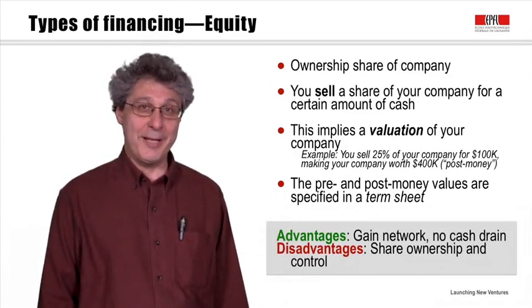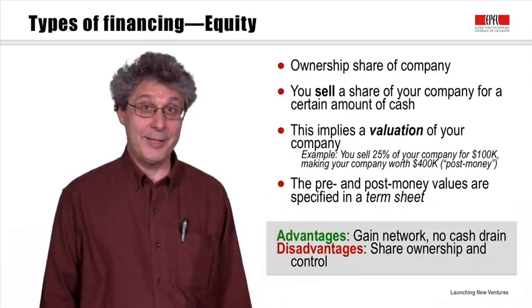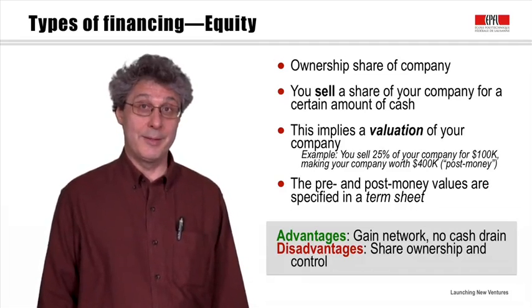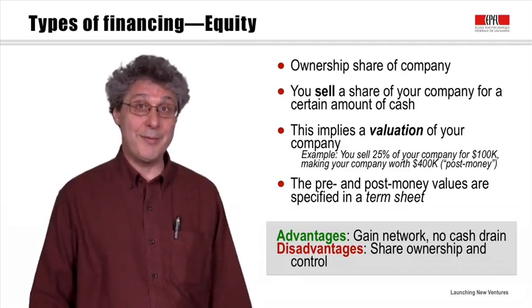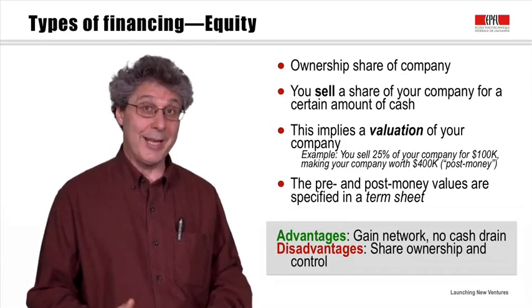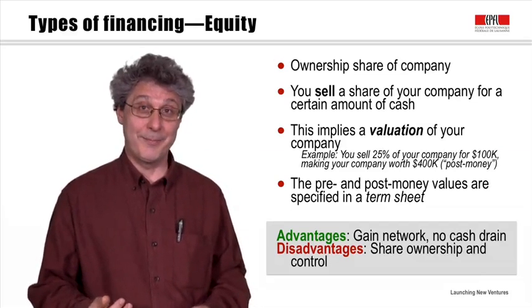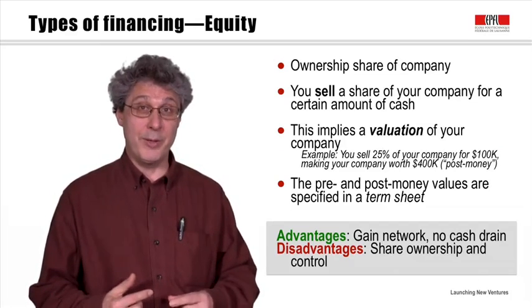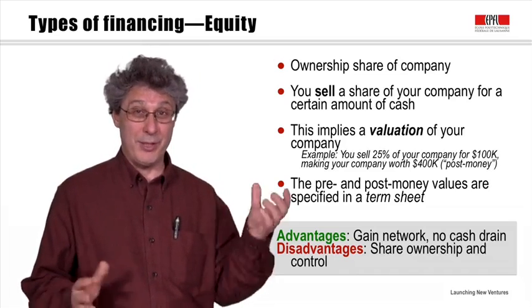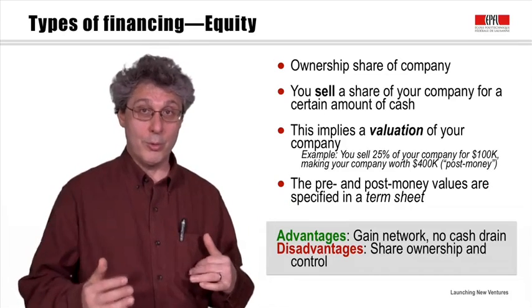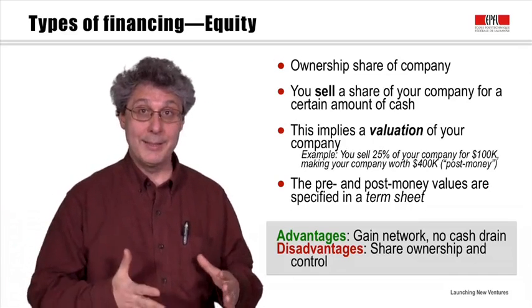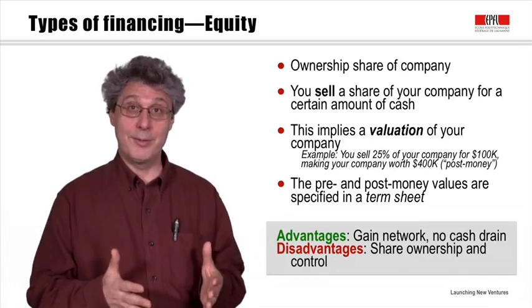Okay, the third type of financing is called equity financing. And this is where the entrepreneur gives up an ownership stake in the company. So that means that the entrepreneur is receiving some cash from the investor and in return is selling a share of the company. And that means that the company is going to have a certain valuation. Now, the definition of valuation is basically the total expected value of all the future profits of the company brought back into the present dollar terms.